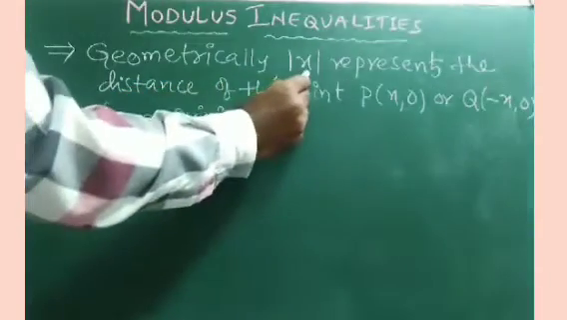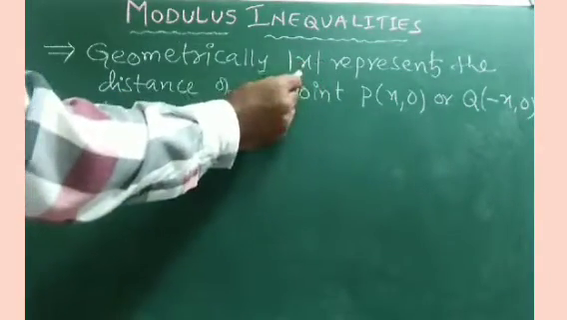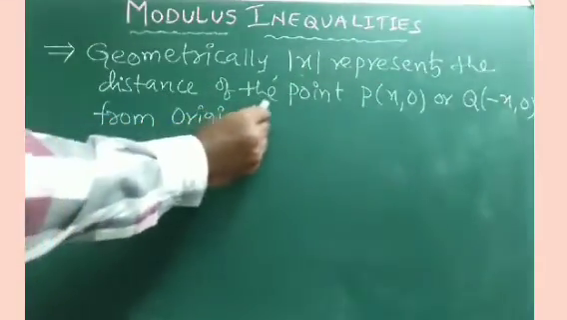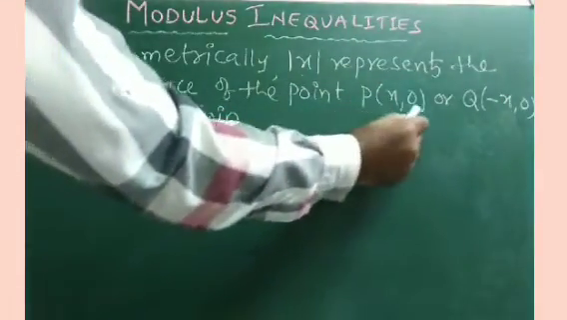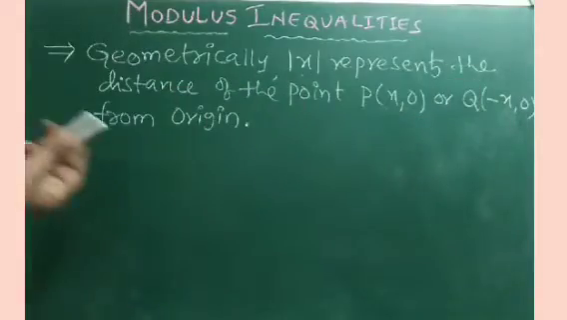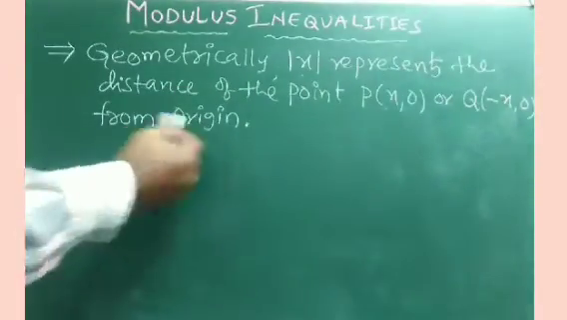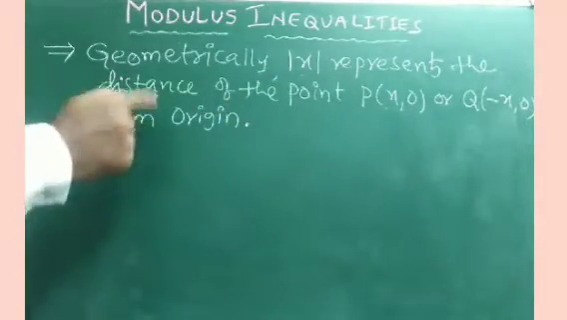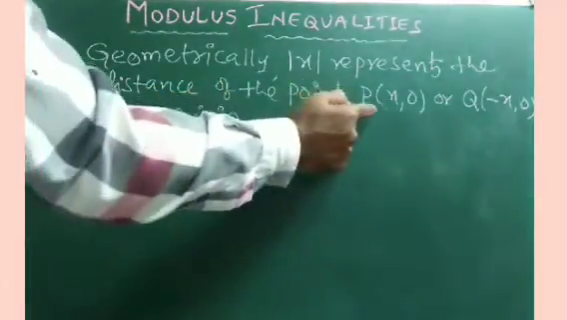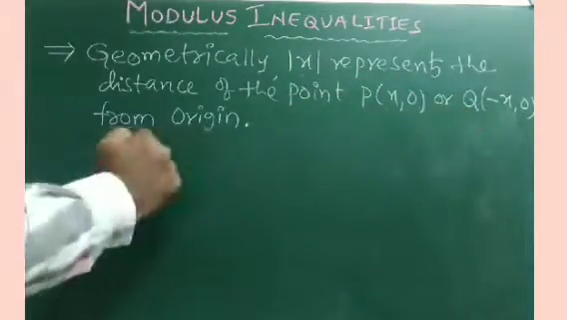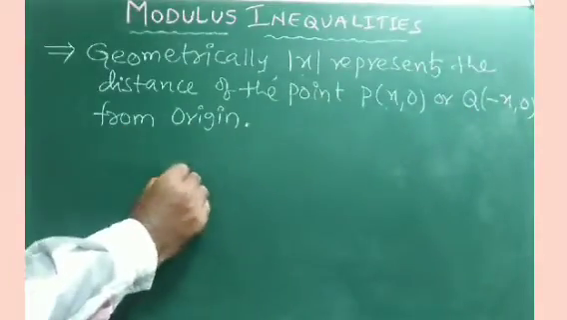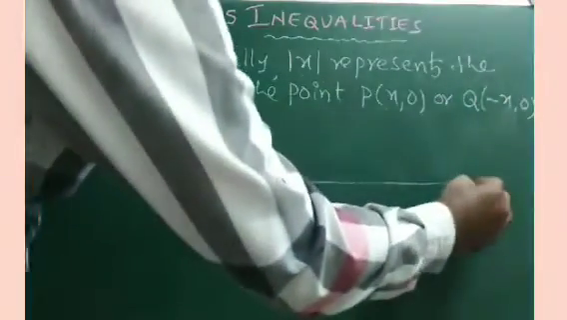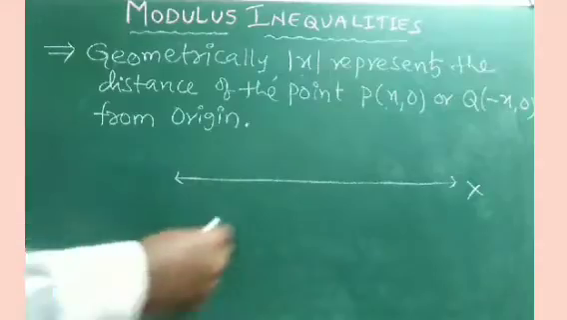Geometrically, modulus of x, or you can read it as absolute value of x, represents the distance of the point P (x, 0) or Q (-x, 0) from the origin. So geometrically, modulus of x is nothing but the distance of the particular point, either P or Q, from the origin. We can show it in this manner. Let this be the x-axis number line. Geometrically we want to represent it now.